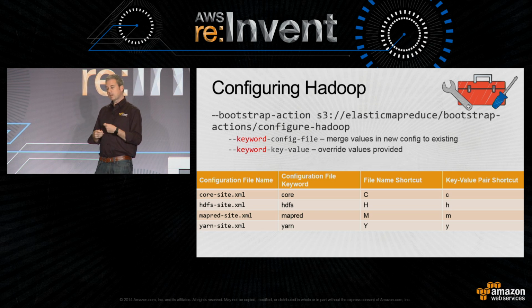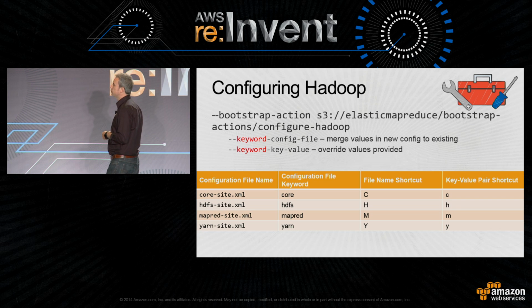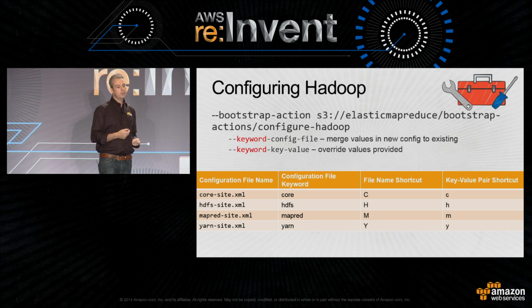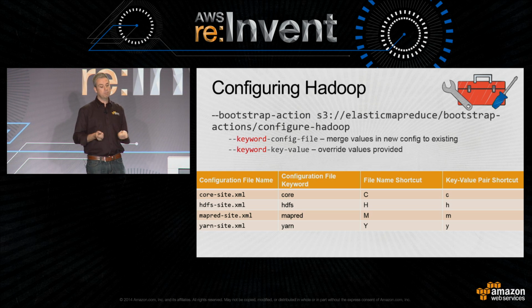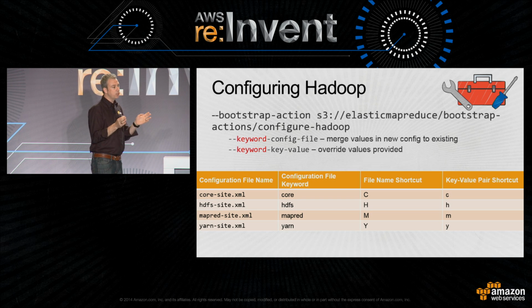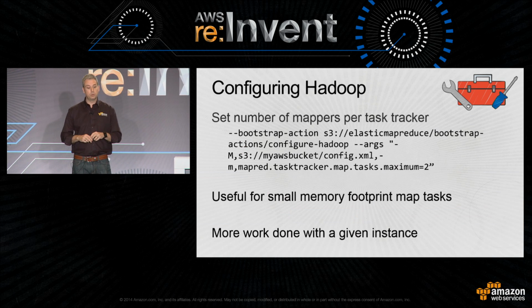We also have these little useful macros. So instead of having to indicate core-site.xml or mapred-site, you can just say mapred, or you could just use the character M, and it makes your configuration changes very terse when you want to deploy them.